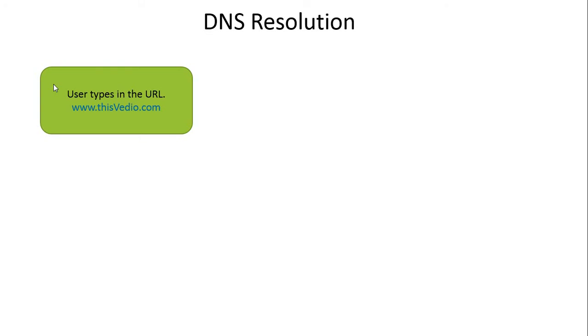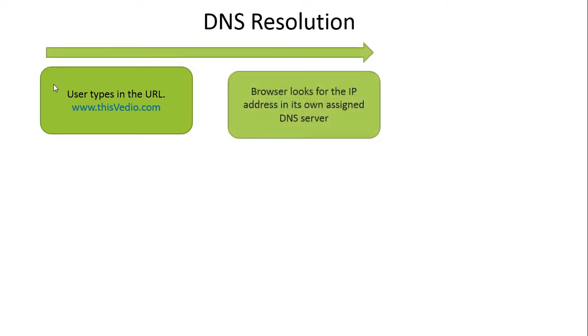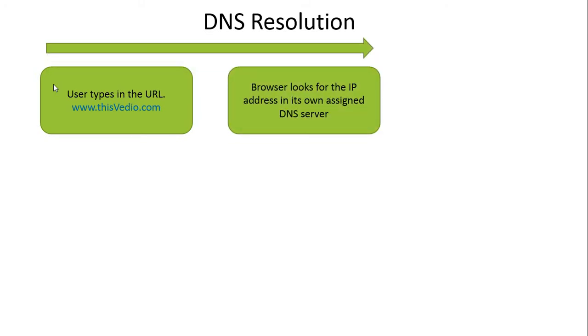Now, guys, as a user, as a human, we might have an idea what thisvideo.com means. But as a system, our browser or the internet does not really know what thisvideo.com means. So it has to be mapped against an IP address or against a server which can provide some information about thisvideo.com. So the first thing that the browser does is look up the IP address of this URL in its own assigned DNS server.